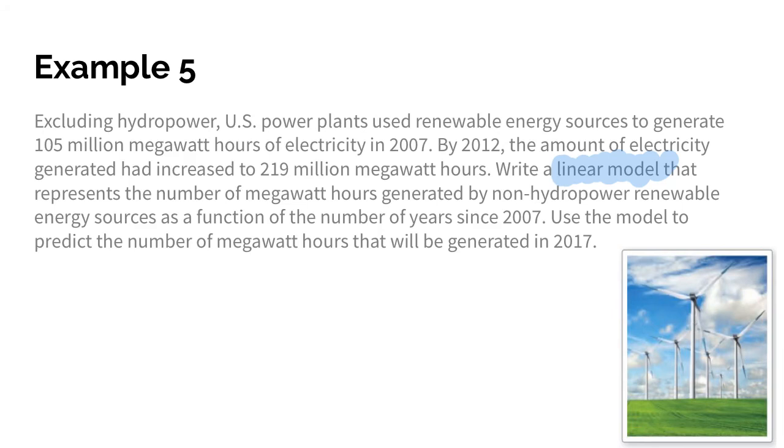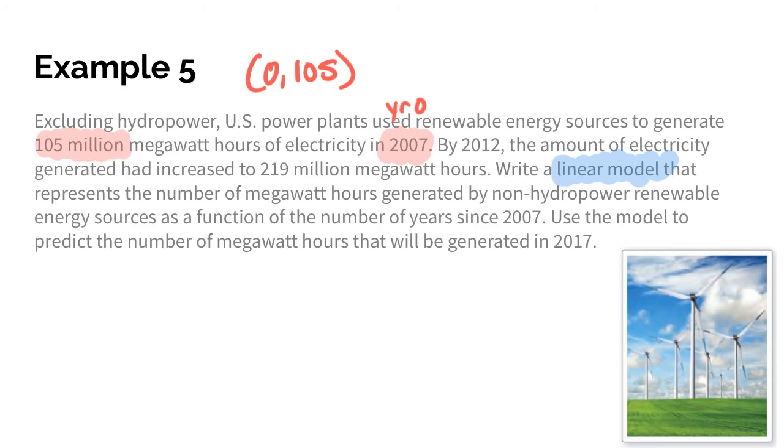So here's what you have to think about. You're given some information at the beginning that in 2007, the number of megawatt hours used was 105 million. So think about this as a point. 2007 is the year that we're starting at. That's where our information begins. So think of this as year 0. I'm going to write this as a point: in year 0, we were using 105 million megawatt hours.